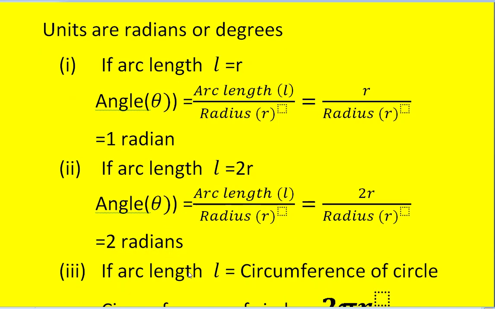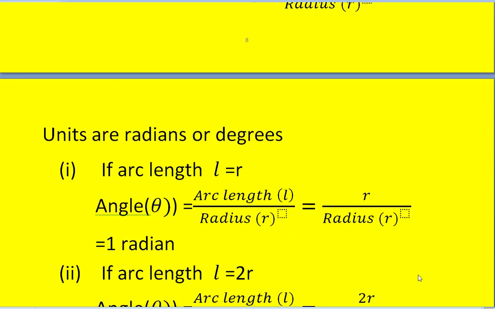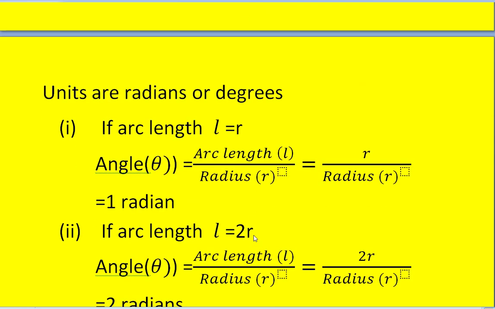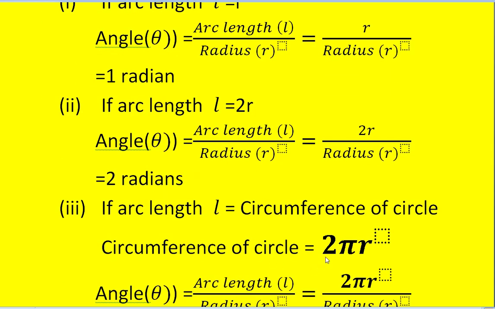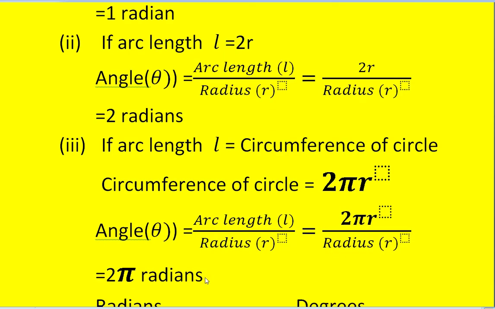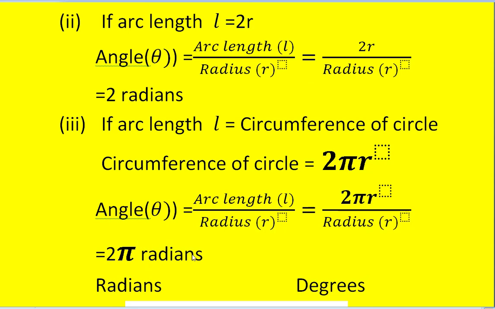Let us take the third case. Suppose the arc length L is equal to the circumference of the circle. What is meant by circumference of the circle? This whole length of the boundary of the circle is nothing but the circumference of the circle. So we know the circumference of the circle is equal to 2 pi r, and the plane angle definition we know, that is arc length divided by radius. So in place of L we substitute 2 pi r divided by radius r. So this r and this r are going to get cancelled. Then we get here 2 pi radians as the plane angle.